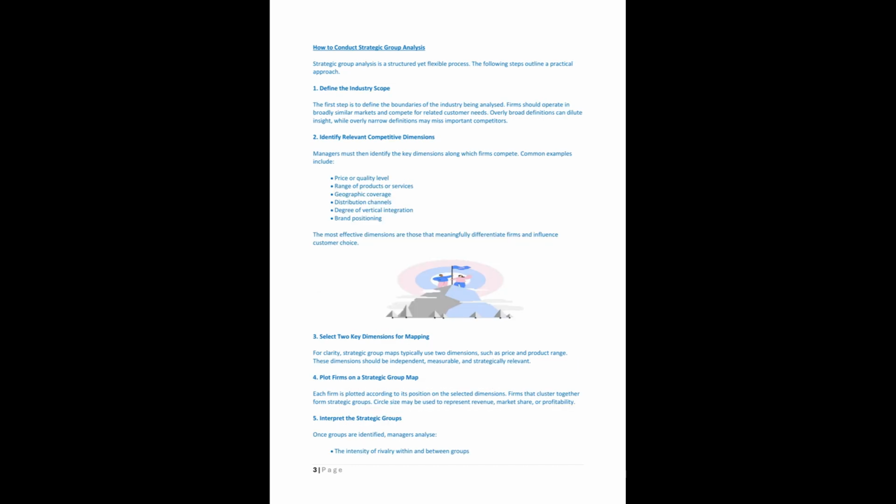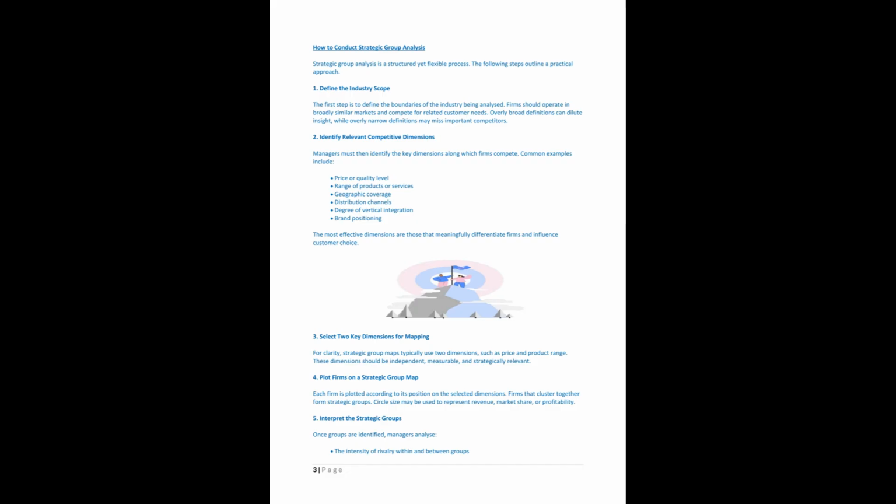To conduct a strategic group analysis, begin by clearly defining the industry scope to ensure the firms included operate in similar markets and compete for related customer needs, avoiding definitions that are either too broad or too narrow. Next, identify the key competitive dimensions that differentiate firms, such as price or quality level, product range, geographic coverage, distribution channels, vertical integration, and brand positioning, choosing those that significantly influence customer choices. Then select two key dimensions that are independent, measurable, and strategically relevant to create a clear map, often using examples like price and product range.